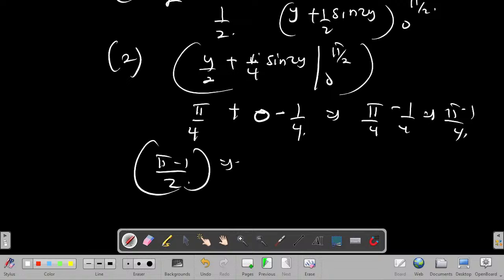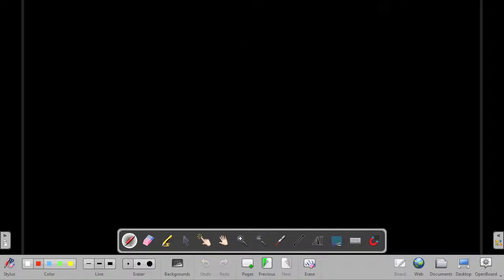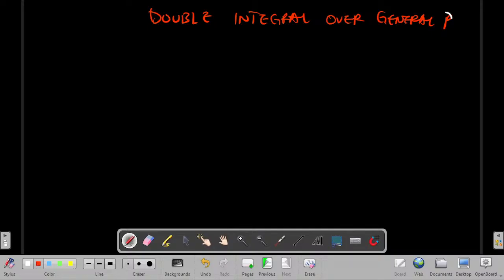Okay. So now we've done rectangular, we have done special case of a rectangular. Then what's next? What's next? So we are going to what we call double integral over general region.